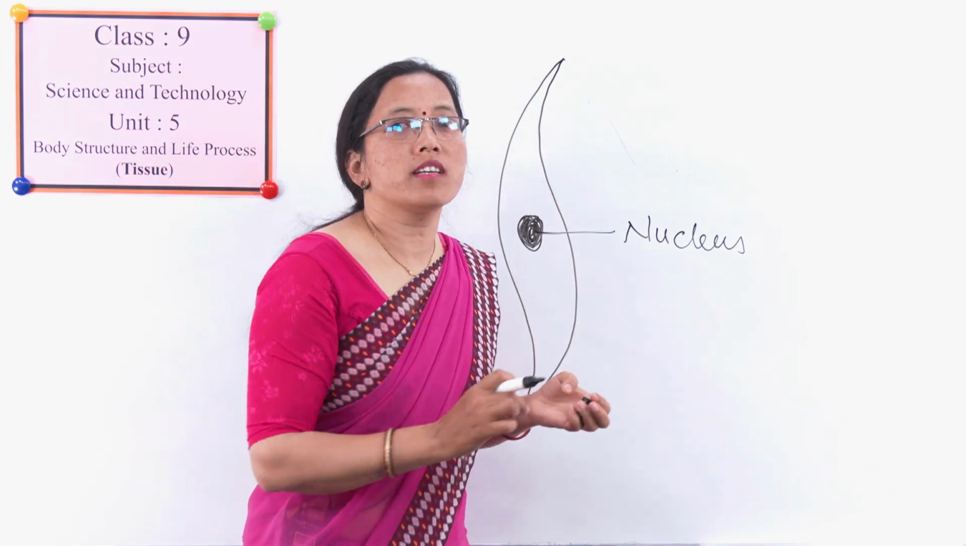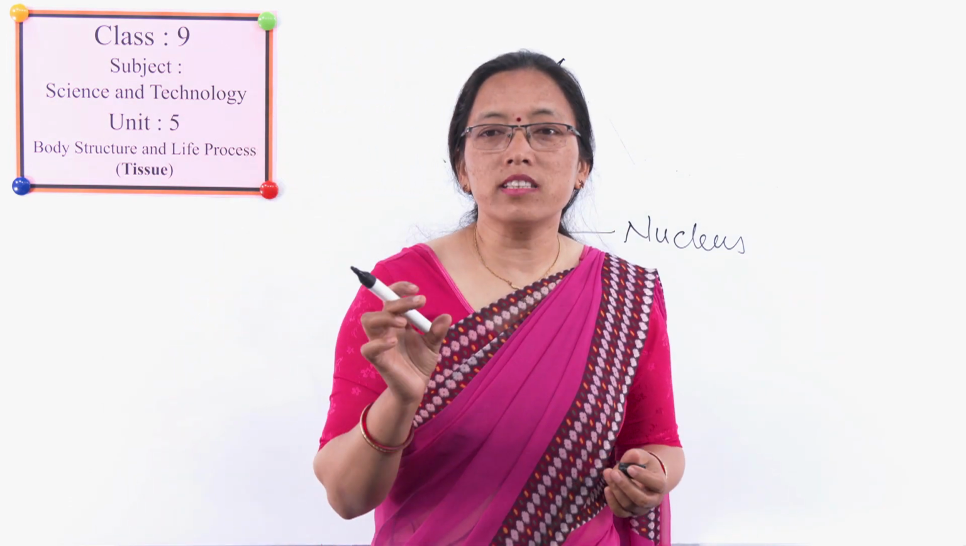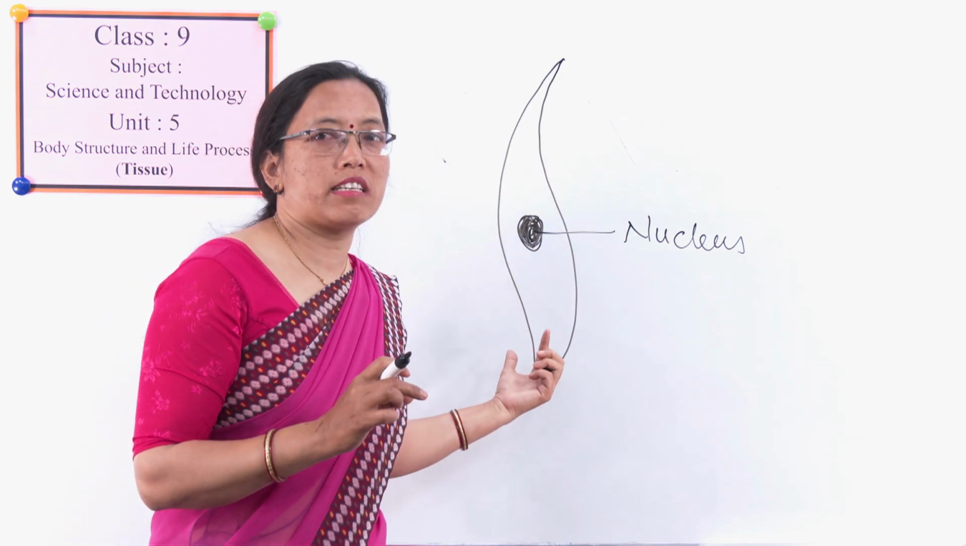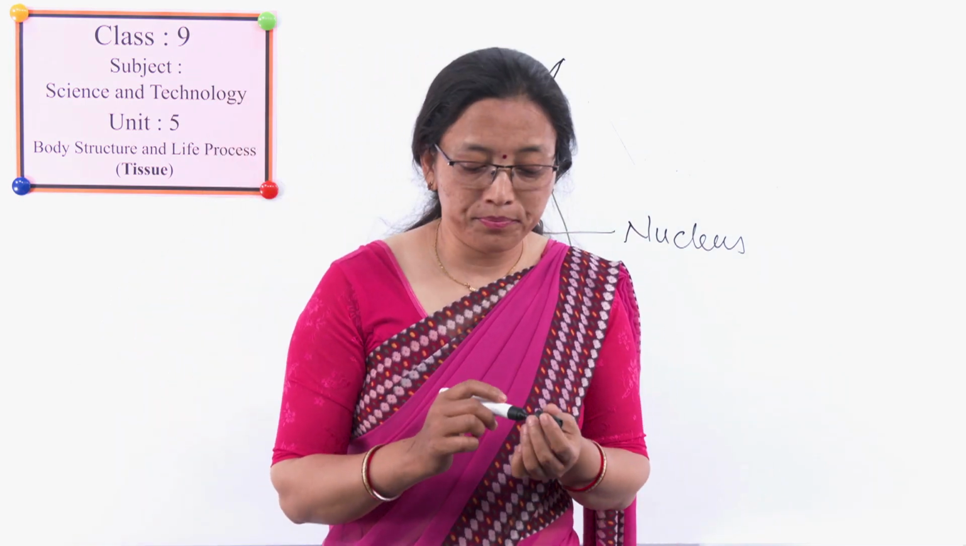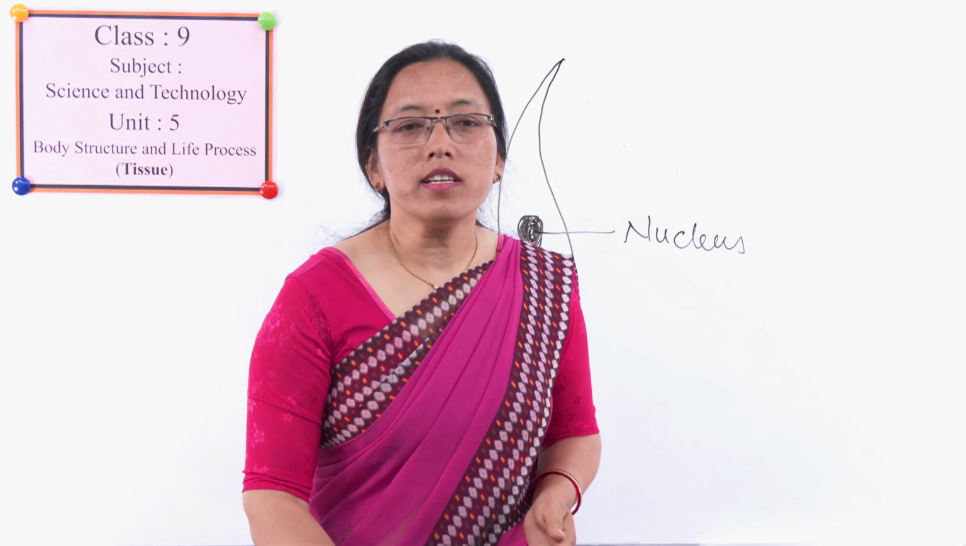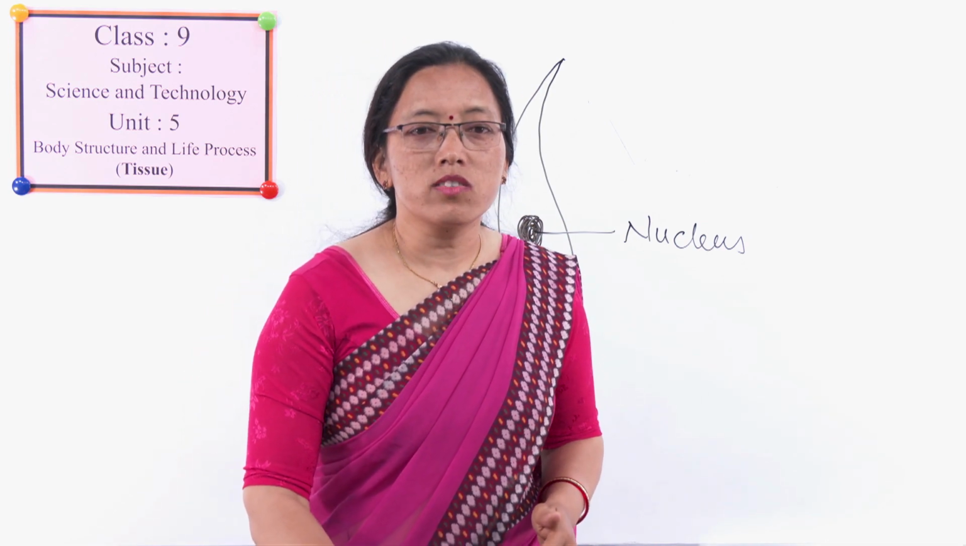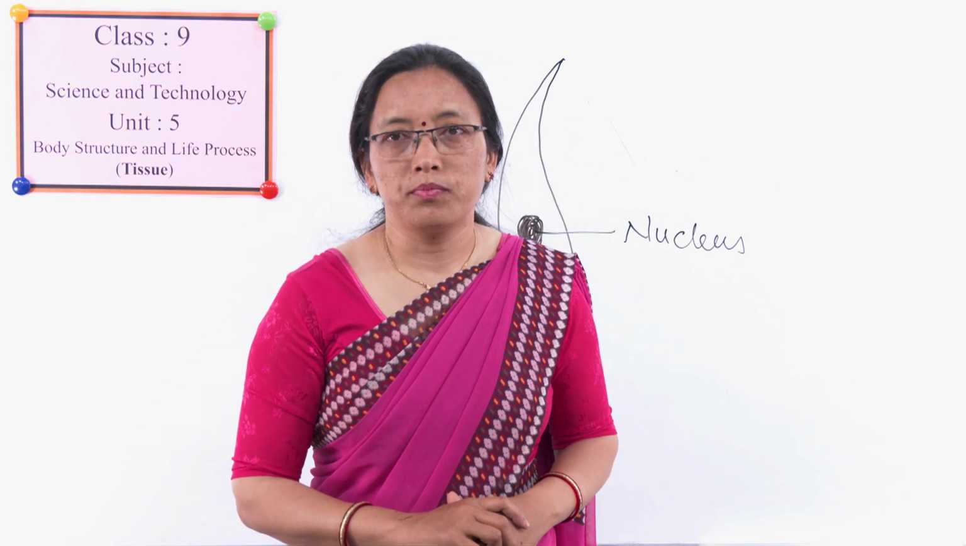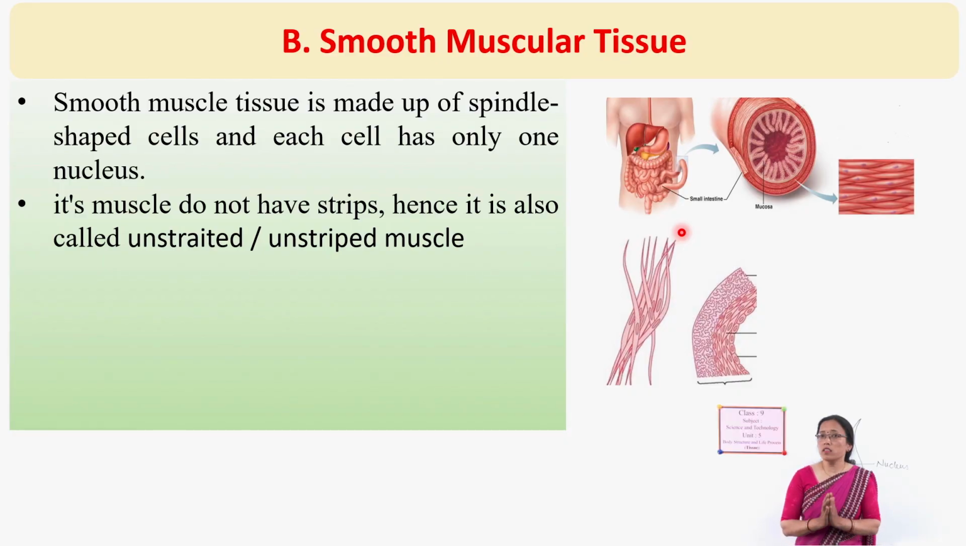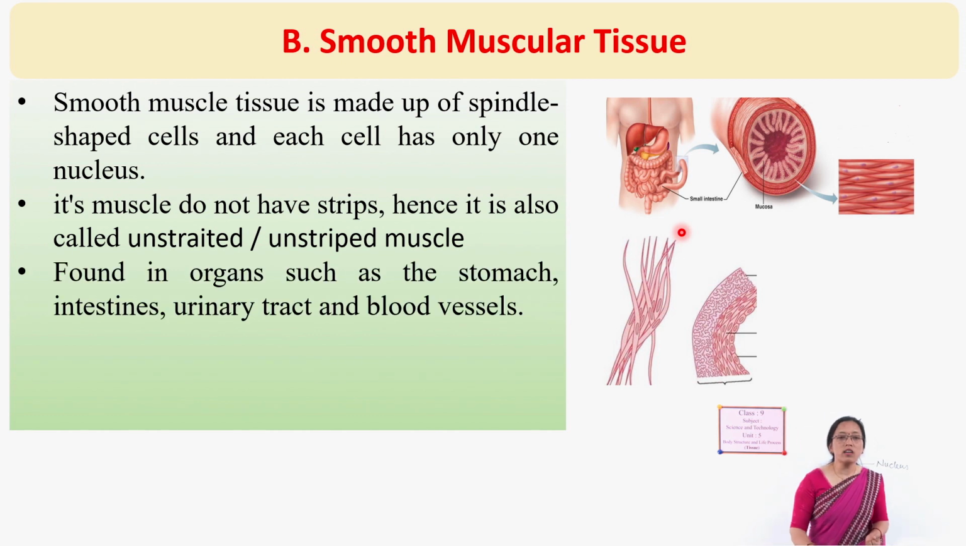Just like in the skeletal muscle, there are no stripes present in it. Due to the absence of strips, it is also called unstriated muscle, or unstriped muscle. And this muscle is not under the control of our will and wish. That means neither can we contract the intestine nor expand the intestine whenever we like. So because of that, these are also called involuntary muscles.